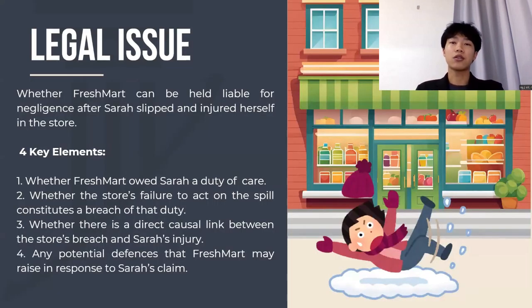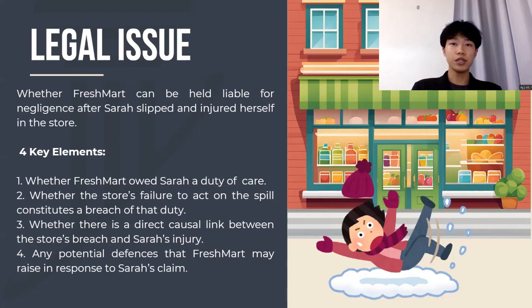Let's begin by identifying the core issue. The central legal issue here is whether Freshmart can be held liable for negligence after Sarah slipped and injured herself in the store. To explore this, we need to examine four key elements. First, whether Freshmart owed Sarah a duty of care. Second, whether the store's failure to act on the spill constituted a breach of that duty. Third, whether there is a direct causal link between the store's breach and Sarah's injury. And fourth, any potential defenses that Freshmart may raise in response to Sarah's claim.